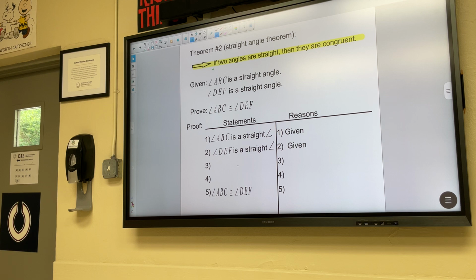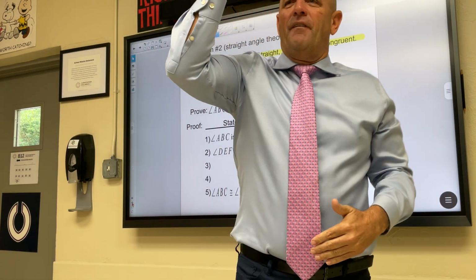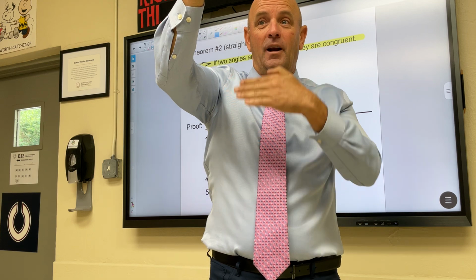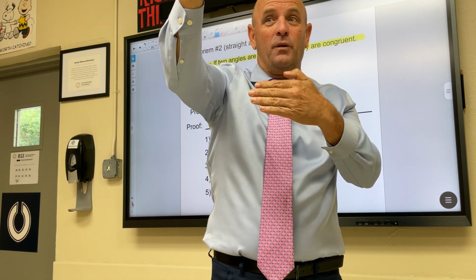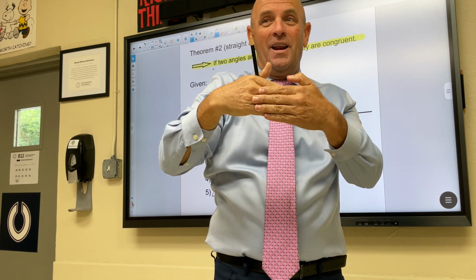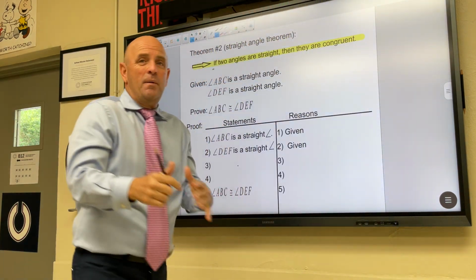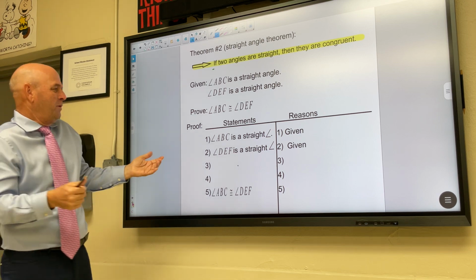How do I prove congruent? I gotta prove they're equal. What if they're 180, they're what? The same measurement. If I'm given straight and I'm trying to prove congruent, right? How do I prove congruent? I gotta prove that they are equal. What if they're both straight, then they're both what? 180, which is equal. See the logic there? See the sequence? Okay. It's the same exact proof. I'm gonna substitute a few things.